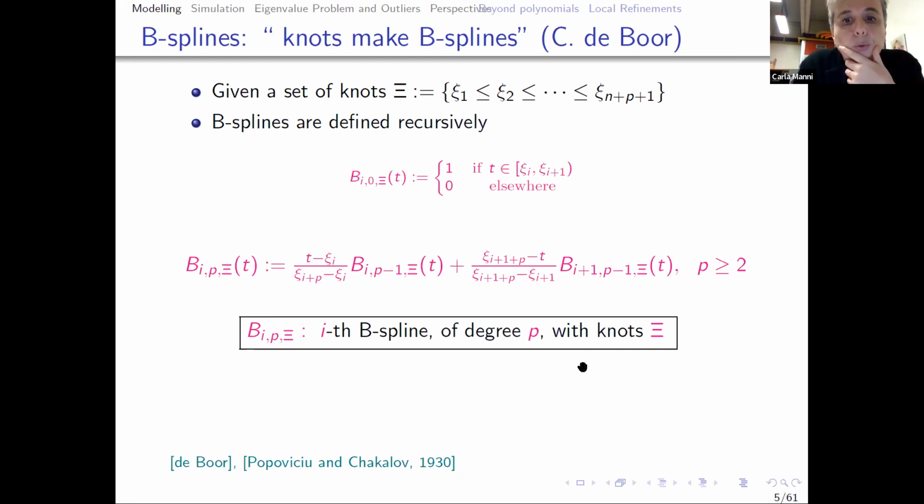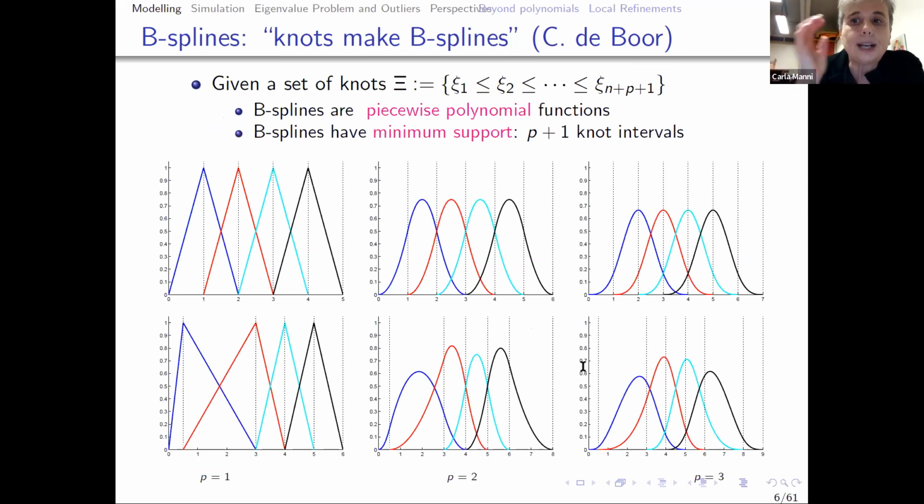This relation is usually called the Cox–de Boor relation, but actually it is already present in some early work by Popoviciu and Chakalov in the early 30s. In this talk, I will denote with B_{i,p,Ξ} the i-th B-spline of degree p, and Ξ will be the sequence of knots. This is everything you need to work with these functions. In particular, the degree here is p, and it will be p for the whole talk.